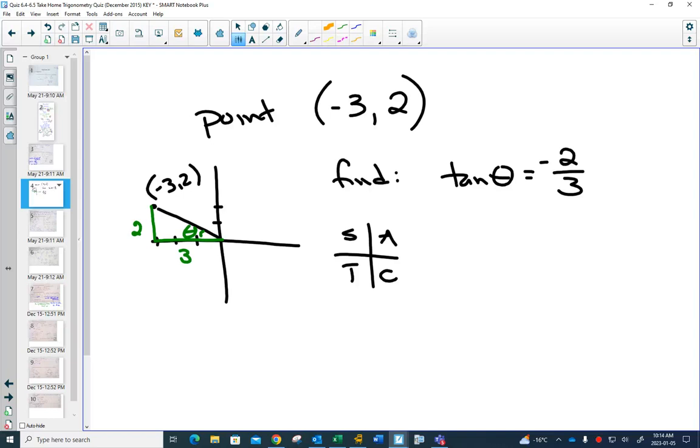If it asked me to find sine of theta, quadrant 2 is going to be positive. Sine of theta would be opposite over hypotenuse, so it's going to be 2 over, but I don't know my hypotenuse yet. However, you can do a squared plus b squared equals c squared. 4 plus 9, this side would be the square root of 13. So sine of theta would be 2 over the square root of 13.